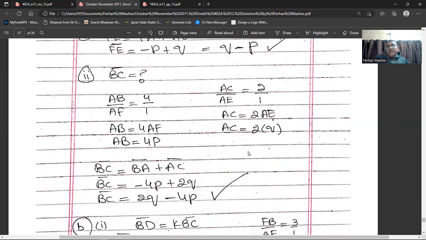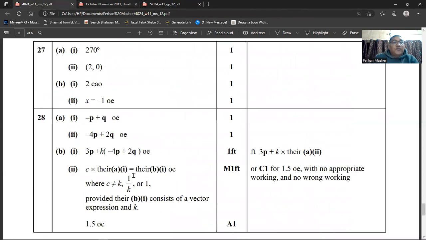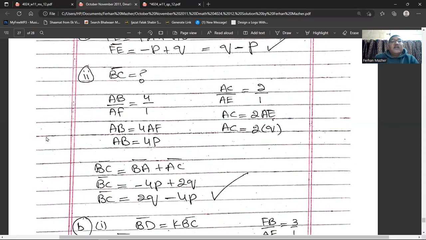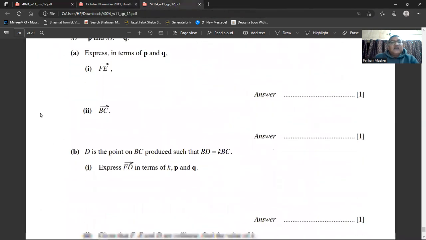The question is find BC. Its bypass will be from B go to A, from A go to C. BC will be -4P plus 2Q. So the BC will be 2Q minus 4P. 2Q minus 4P. Our answer is right. Hopefully you understand.